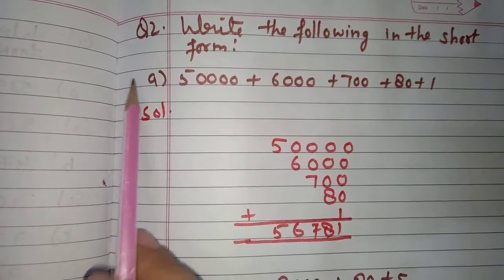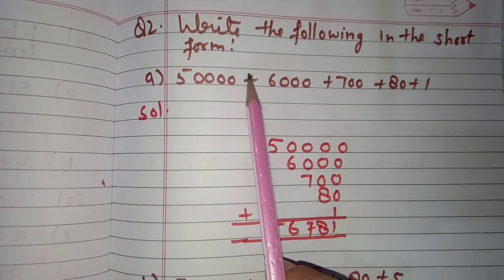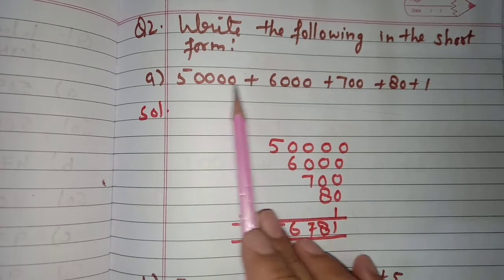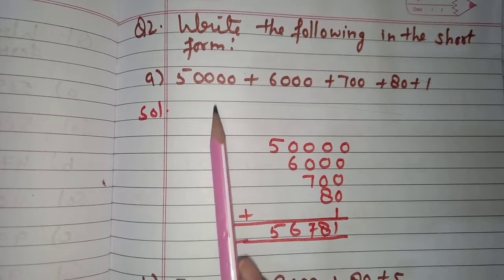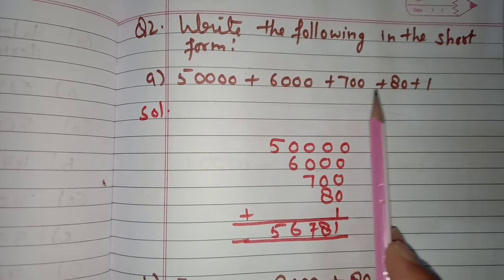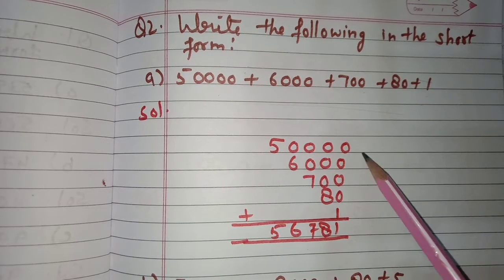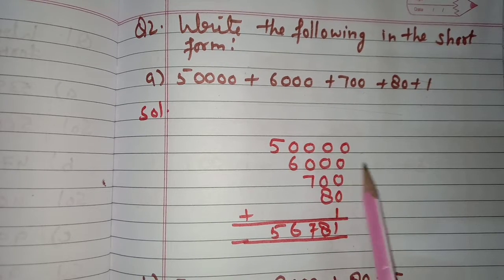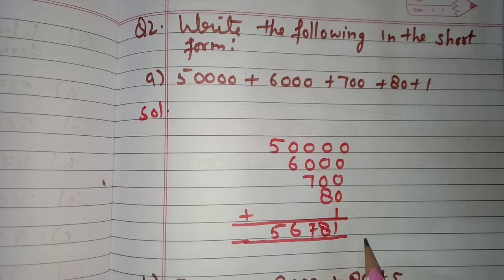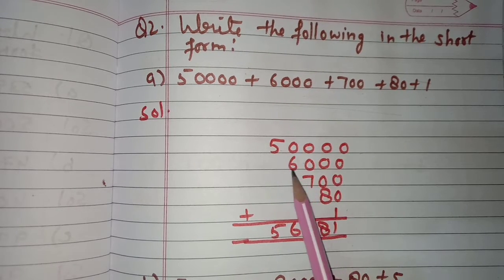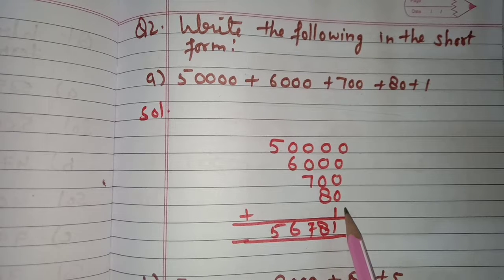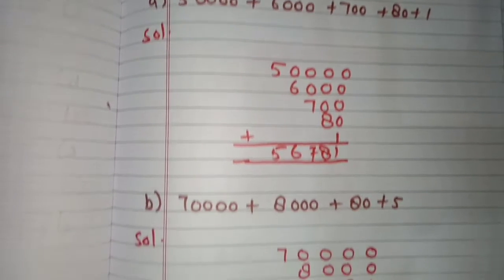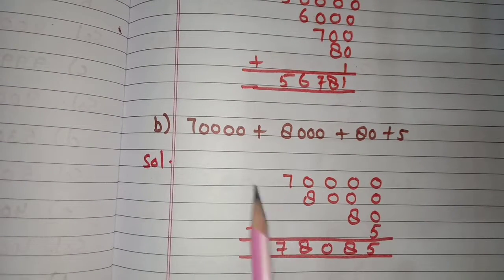Now next is question number 2. Write the following in the short form. Whenever the expanded form is given and we have to write its short form, we have to add all these values. Fine. So 50,000 plus 6,000 plus 700 plus 80 plus 1. We will write them in column form, and always start writing from the ones place when you are adding or subtracting numbers. Fine. So 50,000 plus 6,000 plus 700 plus 80 plus 1 is 56,781.